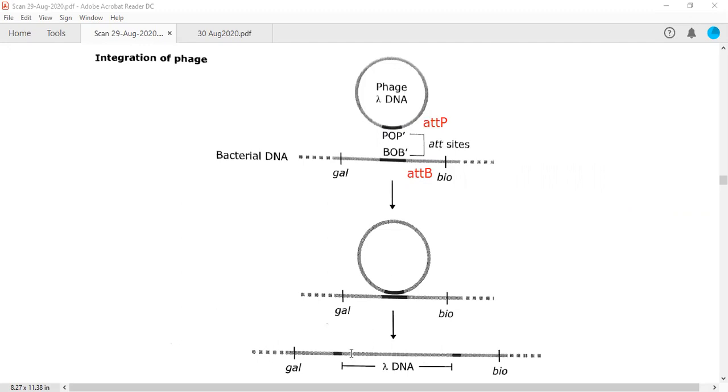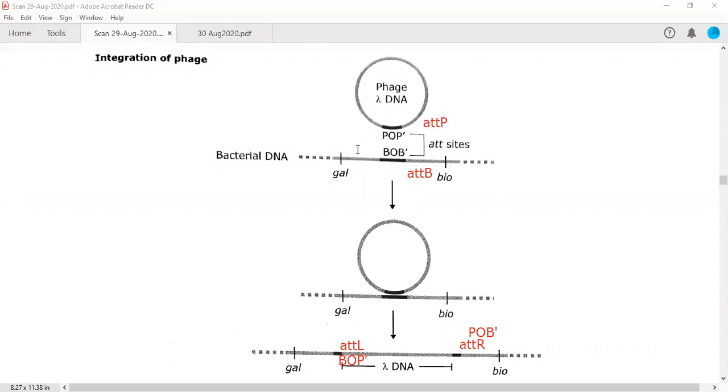Then there are sites which are produced after integration of this lambda DNA. The two types of sites: this is called attL because it is present on the left hand side, and this is called attR, right? So the four sites, one is BOP', BOB'. After integration, they will make attL and attR. And if you ask what are these sites, this is called BOP' and this is called POB'.